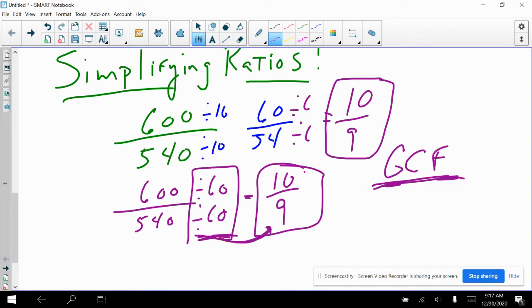Okay, so you're going to have to be able to simplify ratios, which we've already done, like I've said, when we've dealt with our fractions in chapter 4.